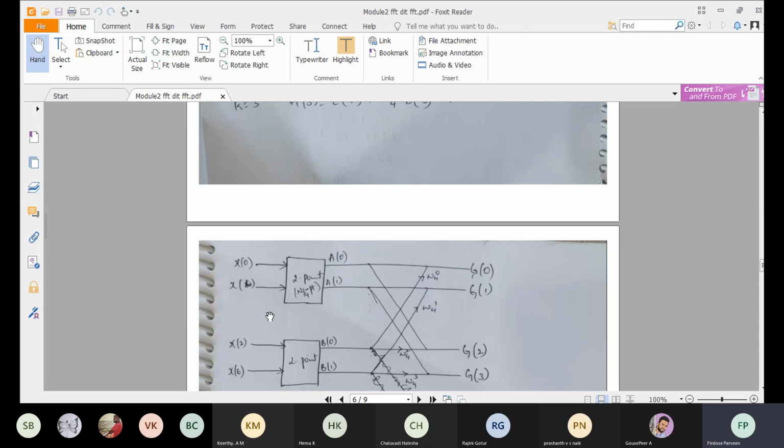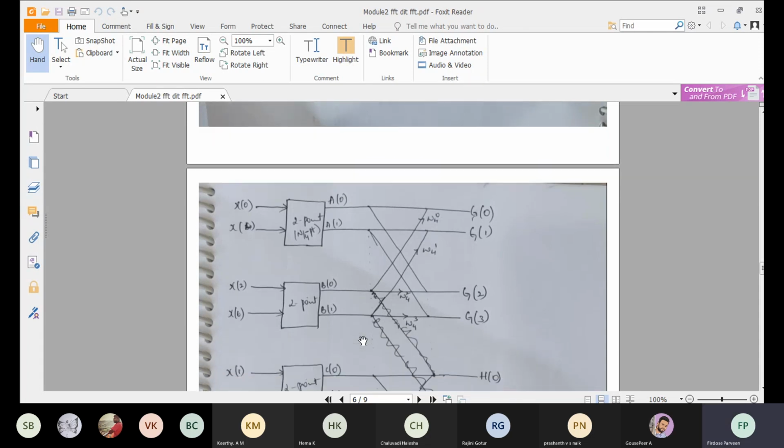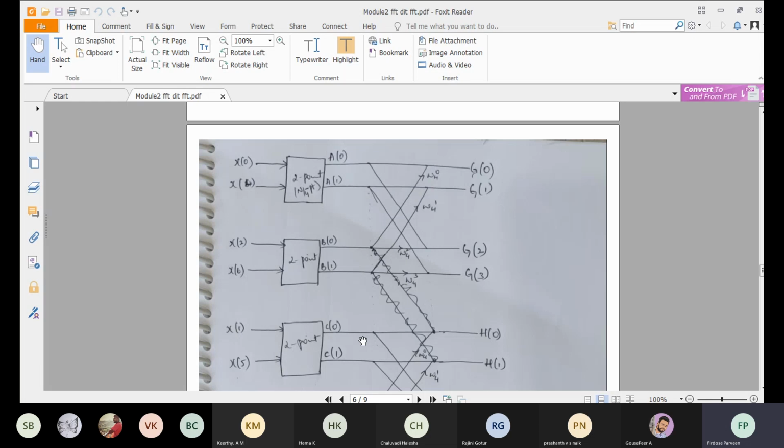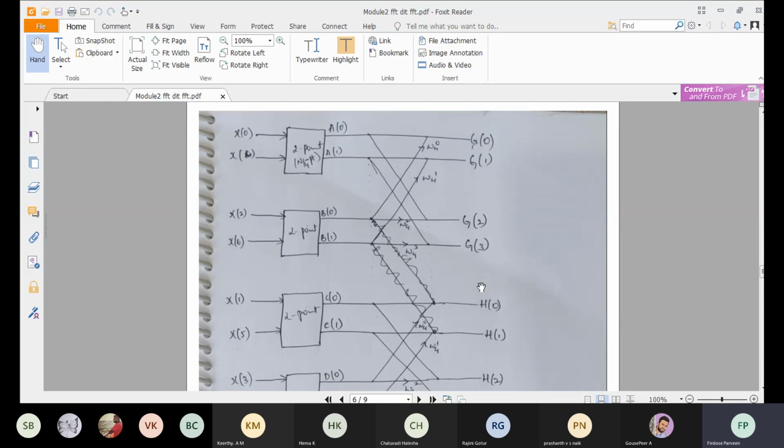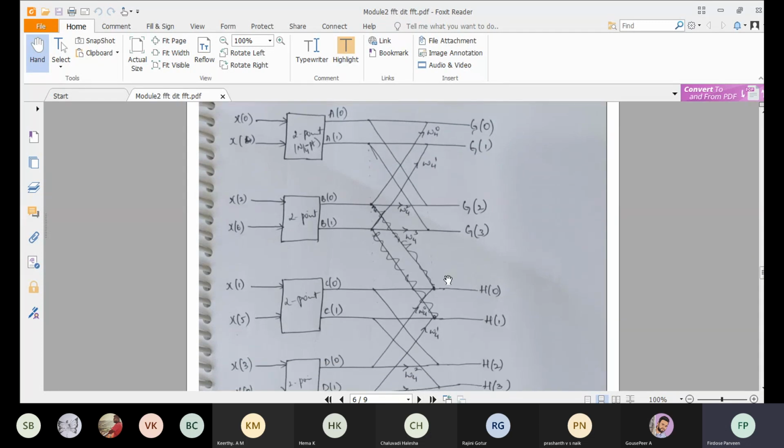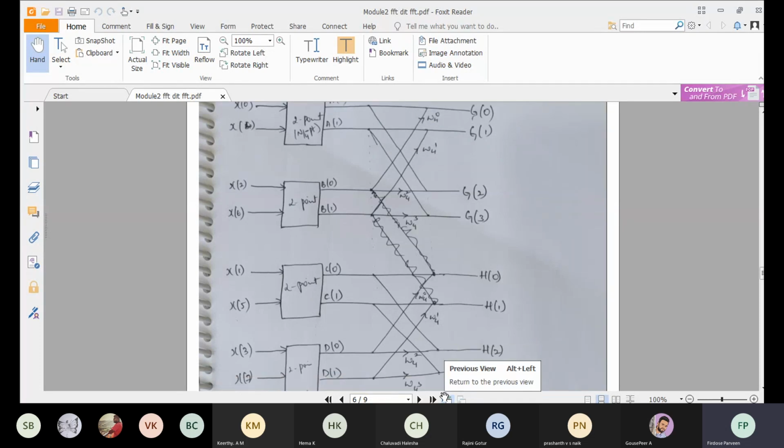After that again we will put this butterfly diagram. So for 8 point, this will be a 4 point: 1, 2, 3, 4. So g of 0 till g of 3. Again h of 0 till h of 3. Again 4 points, so 1, 2, 3, 4. Clearly you will understand when you go for problems. Okay.